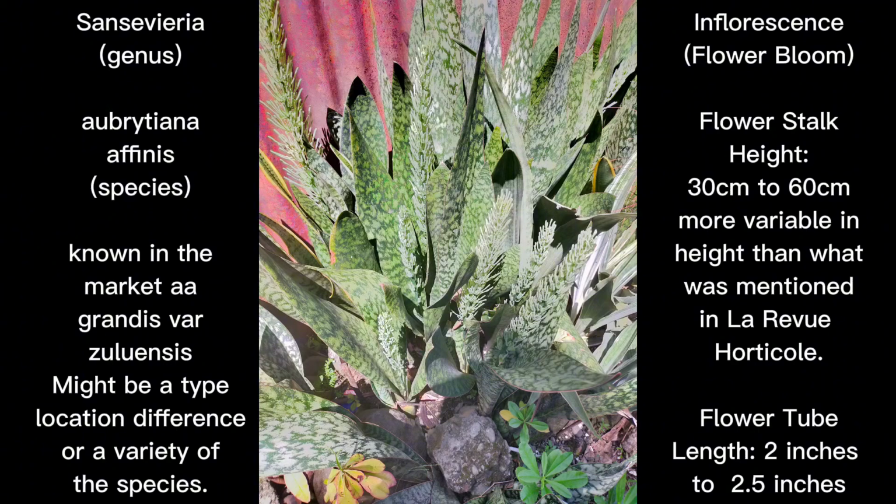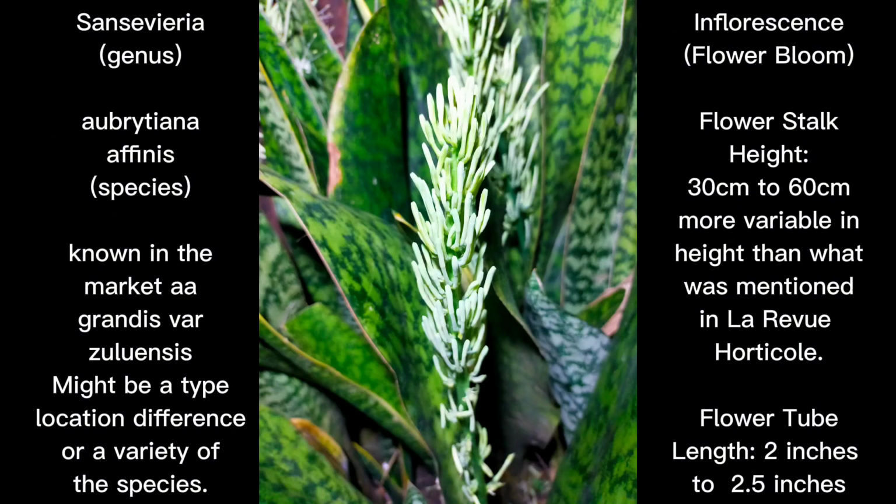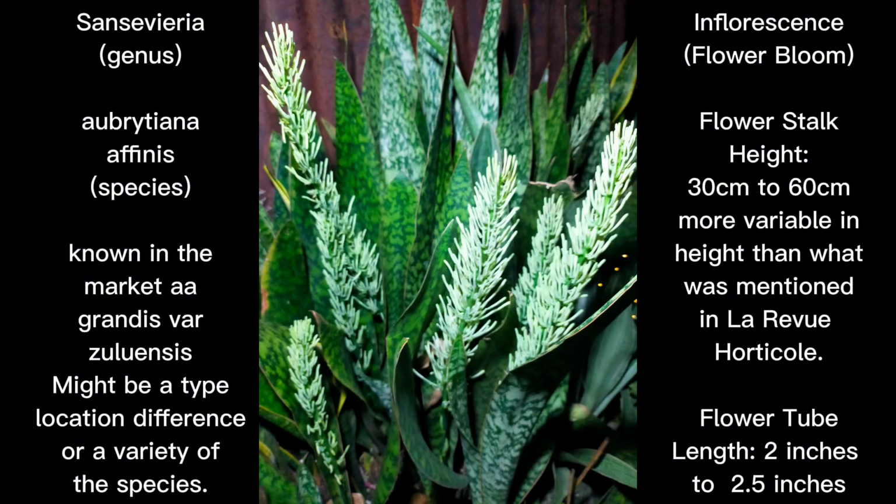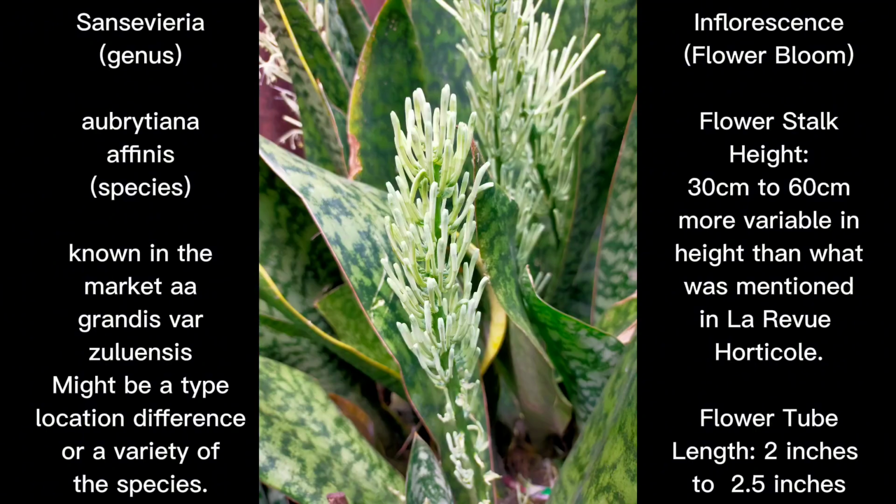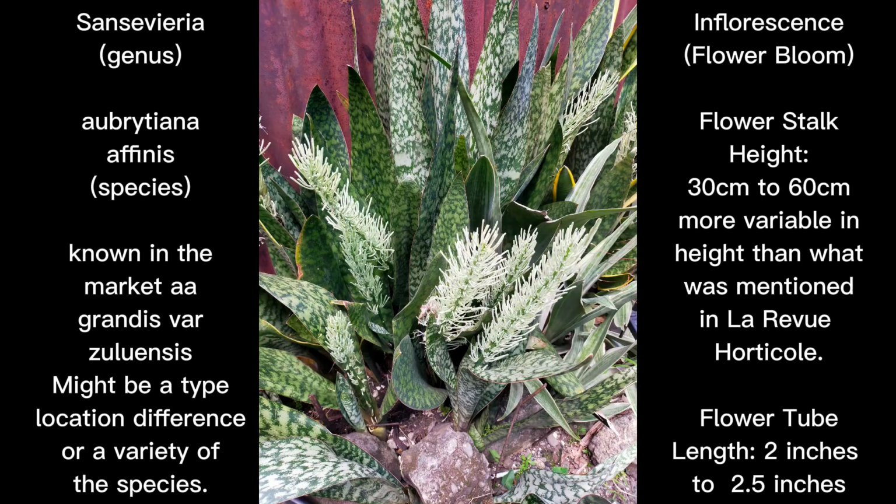So this is how the clump looks like now, and some of the flower stalks are very tall, some of the flower stalks are short, so there is really a variance with regards to the height of the flower stalk. So in comparison to what La Revue Horticole submitted, which is 45 centimeters to 60 centimeters, that's around 17 to 24 inches, it is lower, about 30 centimeters to 60 centimeters compared to what they have submitted.